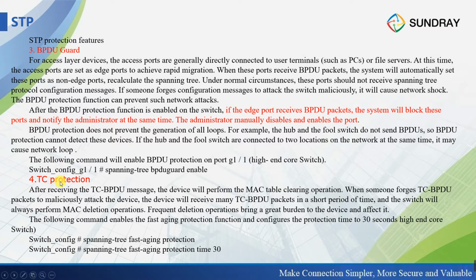And TC protection. TC is very powerful. When we receive a TC, we will refresh our MAC addresses. But maybe an attacker sends lots of TC packets, so our network keeps refreshing the MAC addresses, and we cannot do normal communication from server to server or laptop to laptop. So here we can configure TC protection.